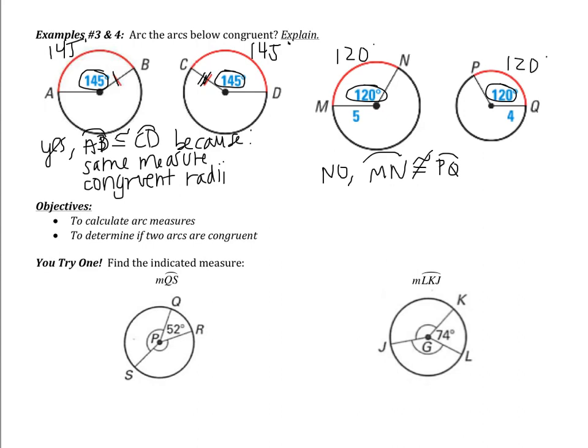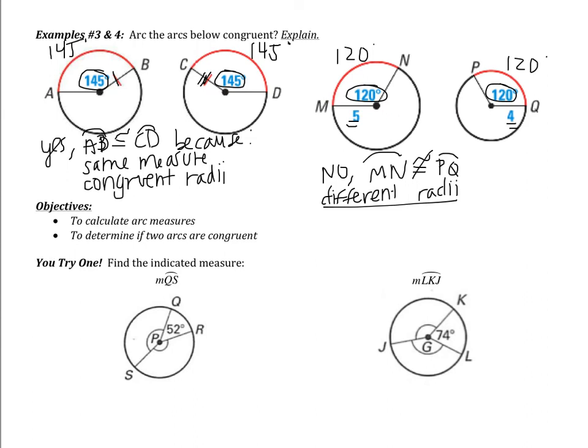The difference is that one circle has a radius of 5 units and the other circle has a radius of 4 units. They are not congruent because they have different radii. Hopefully you got that one right. If not, hopefully you now see the reasoning behind why the arcs are not congruent. It's very important that you explain your answer when the question asks you to.